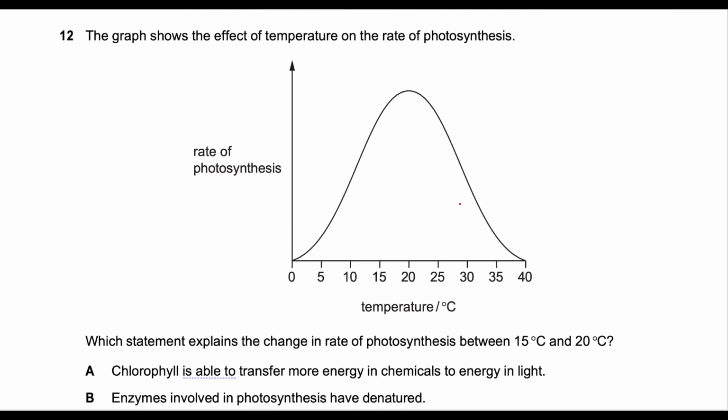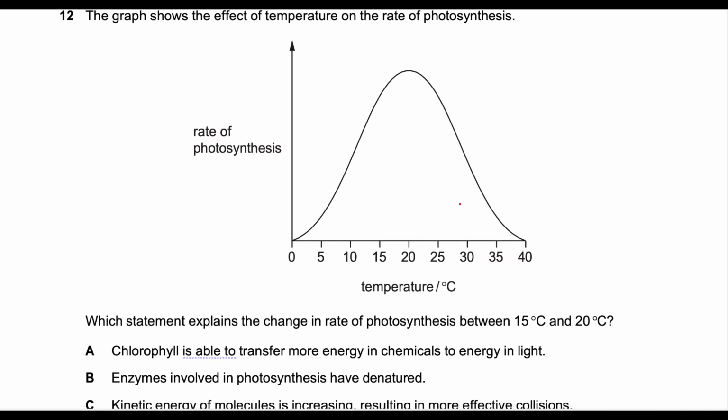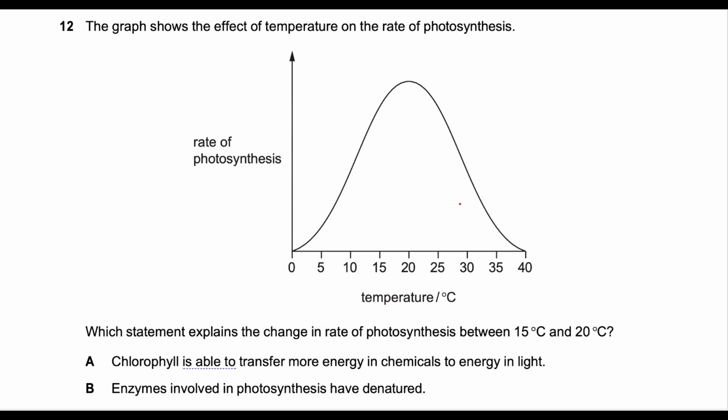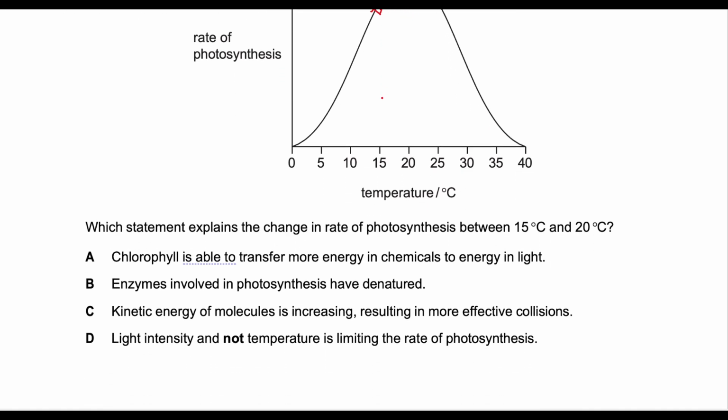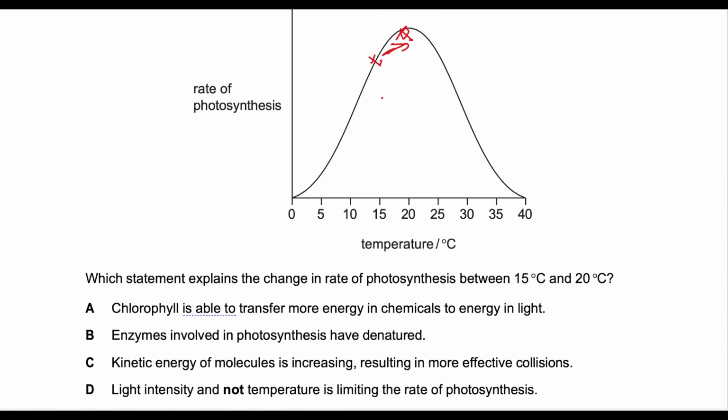The graph shows the effect of temperature on the rate of photosynthesis. Which statement explains the change in rate of photosynthesis between 15 Celsius degree and 20 Celsius degree? So if we just look at it here, this is 15, and here this is 20. That means there's an increase. Now, A. Chlorophyll is able to transfer more energy in chemicals to energy in light.